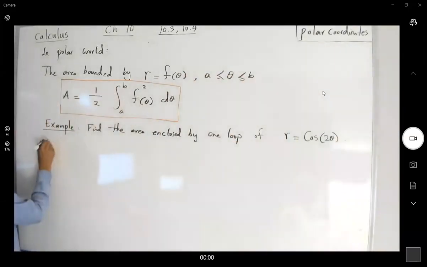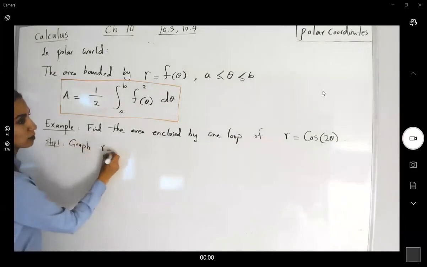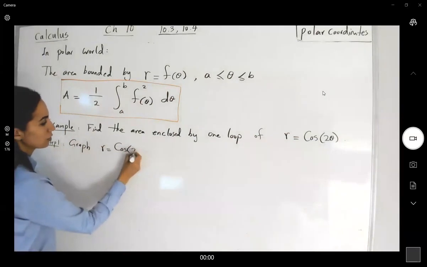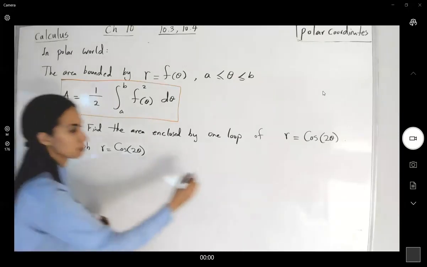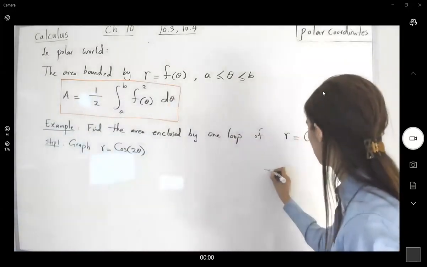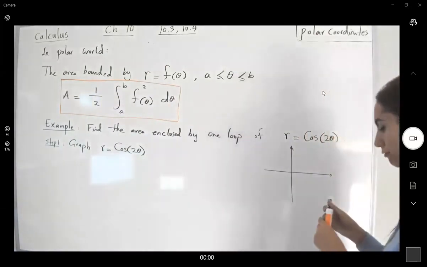Step 1, graph r equals cosine 2 theta. You can use your table, use an online website to graph this guy, and the graph is like this. So let me graph this here. We have 4 leaves.